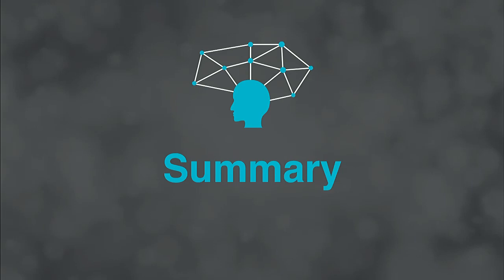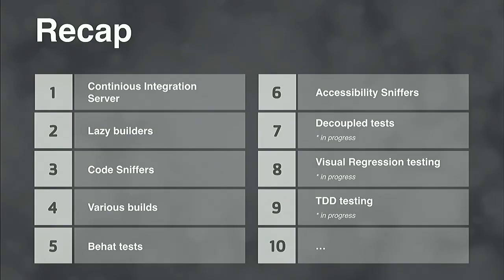So I just wanted to summarize everything. We have CI, lazy builders, sniffers, builds, Behat tests, accessibility sniffers, and right now we are working on some really exciting stuff like decoupled tests, visual regression, and unit tests.